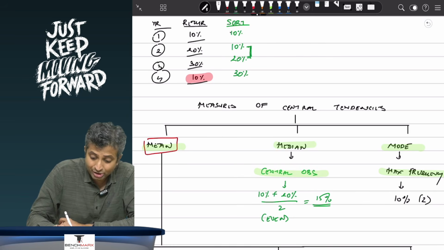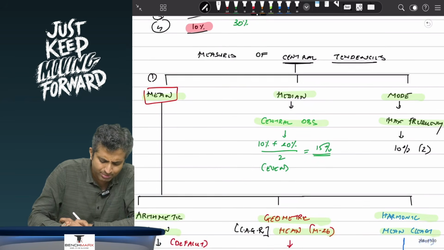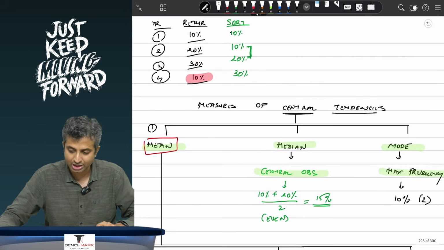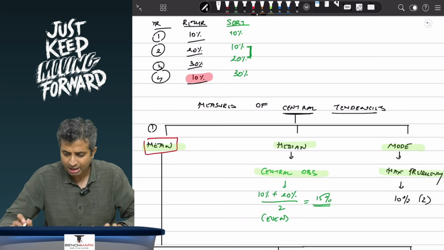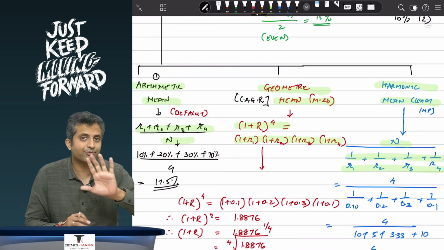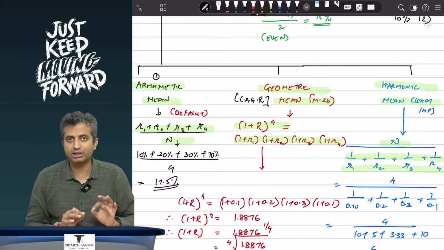Now, what are the measures of central tendency? Well, there can be mean. Within that, the most common measure of mean is the arithmetic mean. What does arithmetic mean? Do a simple average, that is 10 plus 20 plus 30 plus 10 divided by 4. That comes to 17.5%. This is called a default. If they just tell you to calculate average, the mean will be the arithmetic mean.